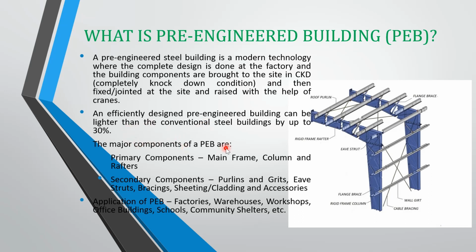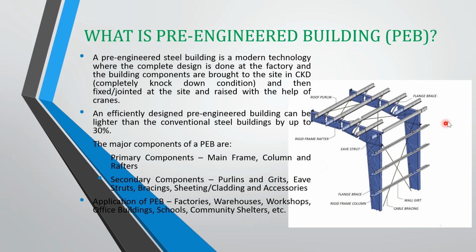So the major components of a PEB include the primary components, which are the main frame. If you look at the picture given alongside here, our main frame is composed of a steel column and then a steel rafter. So the primary components are these steel columns and steel rafters, and the secondary components include purlins and girts. If you see here, these horizontal members supported by the rafters are the purlins, and these purlins are used for supporting the roofing sheets or sheeting.